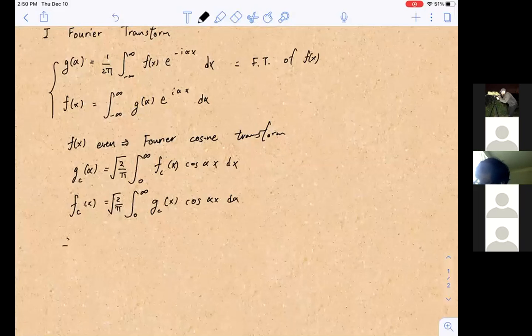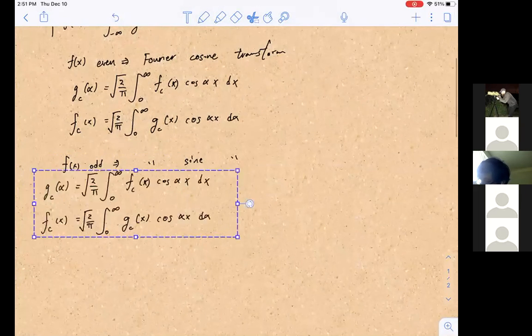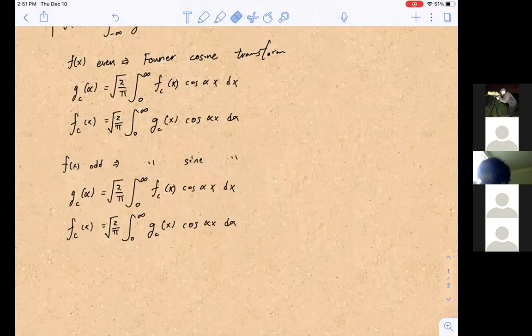So then if f of x is odd, you have the sine transform, which I'm just going to copy paste. The only thing that's changed is you change the subscript from c to s, standing for sine, and then the cosines become sine. Right, so that's it for the Fourier transform.